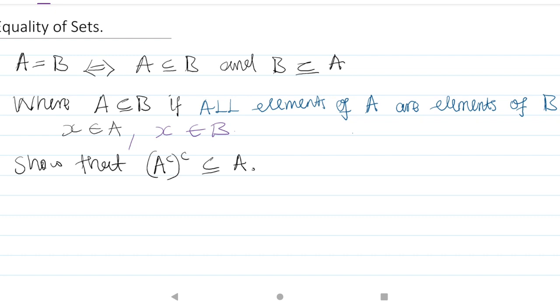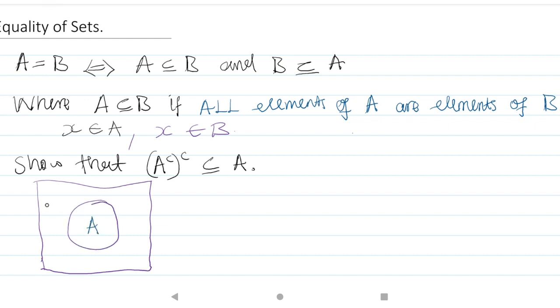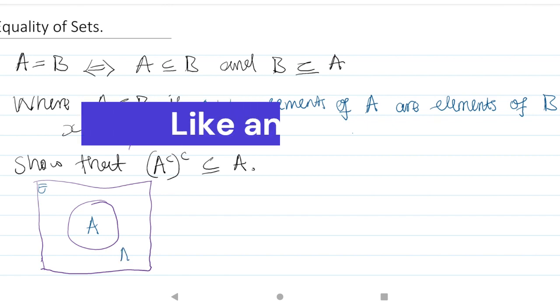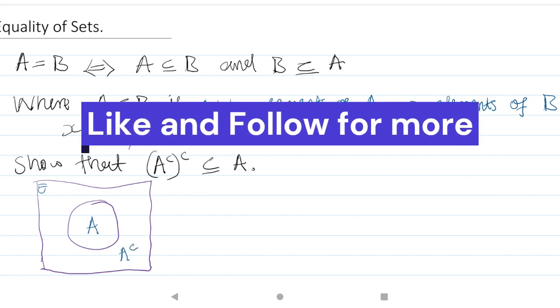Okay. Now, the first example, we want to show that the complement of a set is a subset of a set. So I will demonstrate it on the Venn diagram first. So given that this is set A, okay, what is the complement of A? So the complement of A is this side.